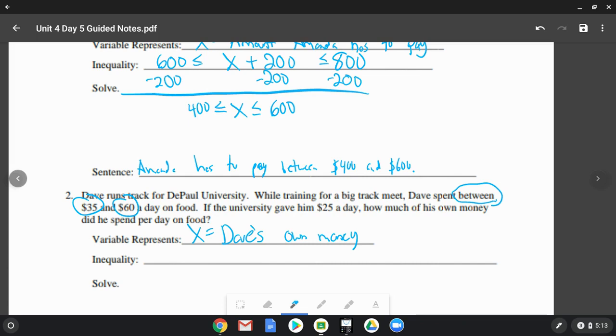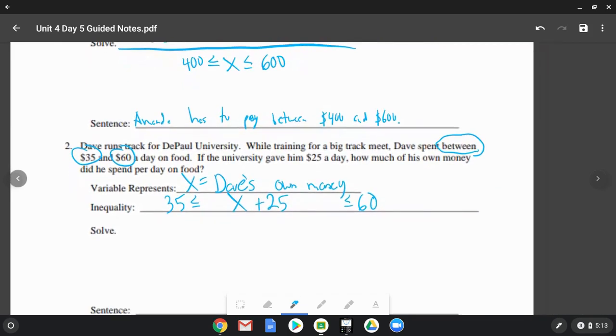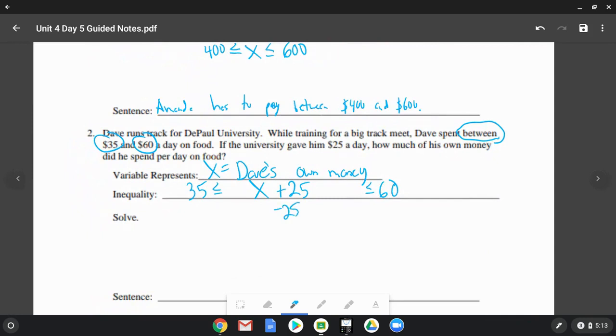So my inequality, I know I have 35 for how much he spends on a lighter day, 60 on a heavy day. I know that they're going to always be less than or equal to. So now we got to figure out what goes in the middle. I know X is part of that middle, and it says that the university gives them 25. So X plus 25 would be a good start. So if we were to solve this, we'd subtract 25 from all 3 sides. So how much does Dave have to spend of his own money? It looks like he's going to have to spend between $10 and $35.